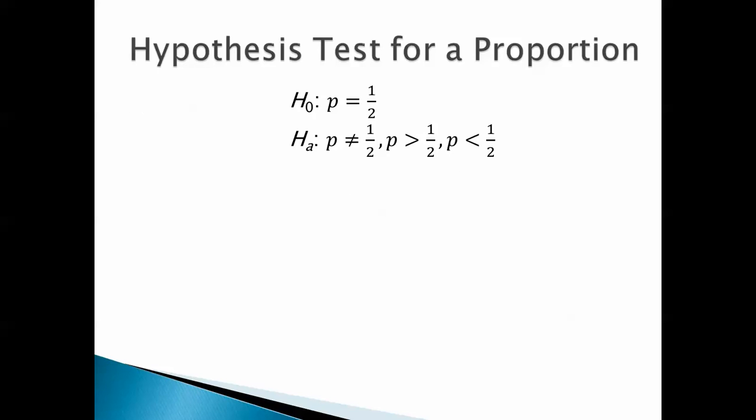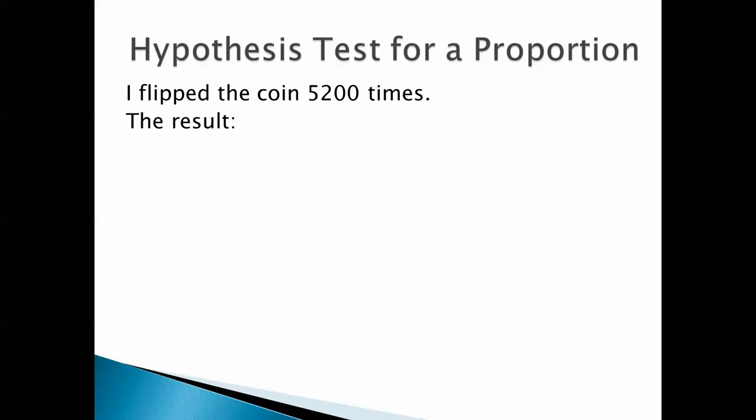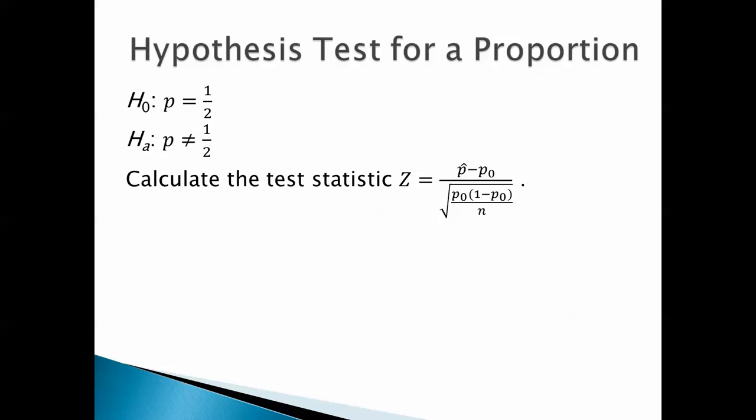Okay, so our null hypothesis is p equals a half, and our alternative hypothesis, well, let's clear those out of there. Our alternative hypothesis is simply p does not equal a half. I flipped the coin 5,200 times. It took a couple of years. The result? 2,592 tails. Okay, here's our alternative and null hypotheses.